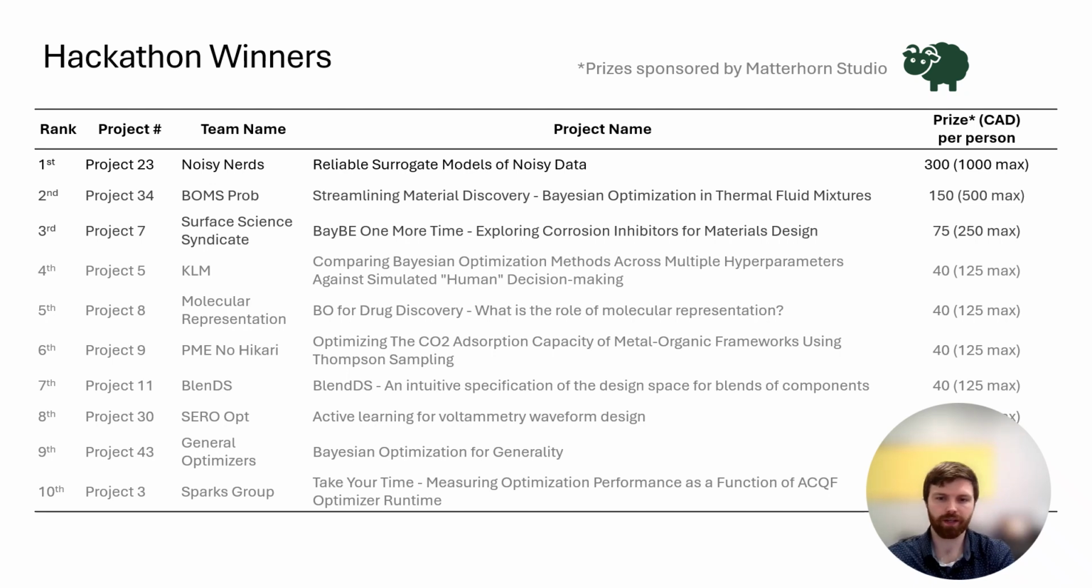And here are the hackathon winners. So we had 10 prizes. The first, second, and third each got 300, 150, and 75 Canadian dollars per person. However, to not dissuade people from forming teams, but also not try to encourage teams of a dozen people, we set an upper limit on the total that could be rewarded to a team. And then for ranks 4 through 10, we just had a fixed amount. So congrats to these teams and the people that participated.